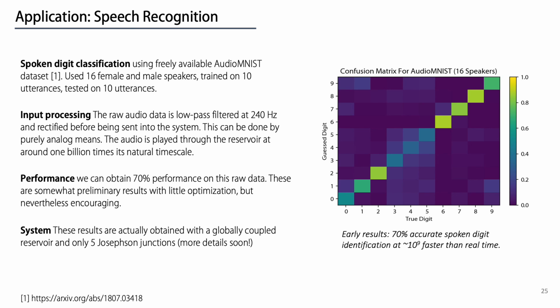The overall performance we obtain is about 70% for the identification of these digits. These are somewhat preliminary results, and we believe we could do better with more optimization. The performance for every digit is shown in the confusion matrix on the right side of the slide, which shows the guessed digit in correspondence to the actual true digit that was spoken. These results are actually obtained for a slightly different reservoir, which consists of only 5 junctions in a series globally coupled geometry. These results are also basically the same as can be obtained with the JTL reservoir with 40 or 50 junctions. More details on the former sort of reservoir soon.